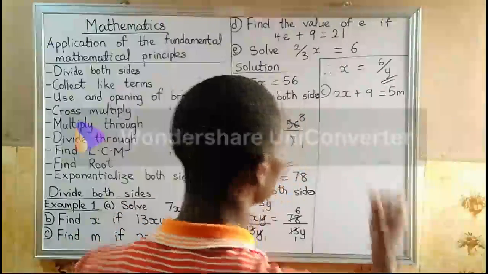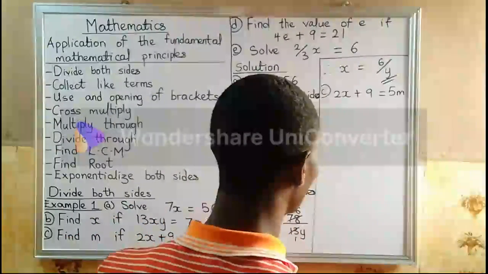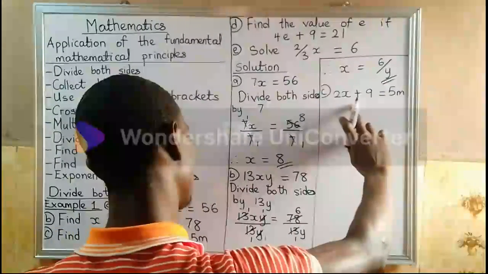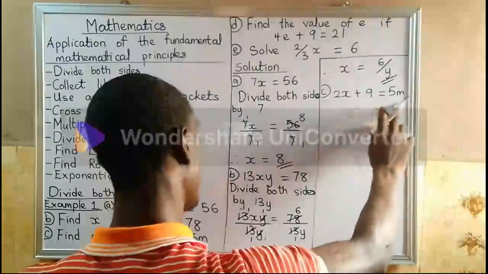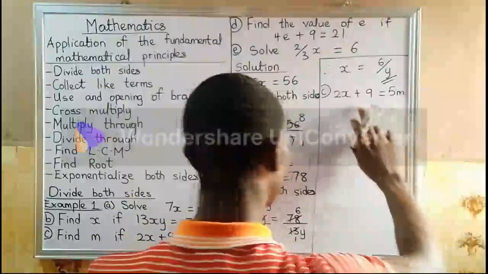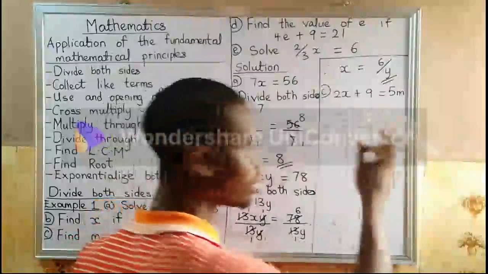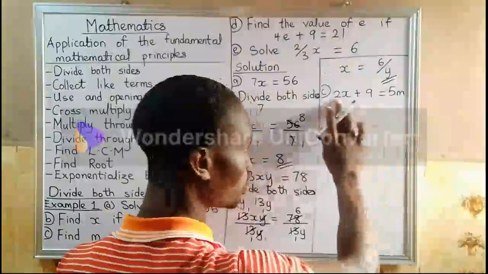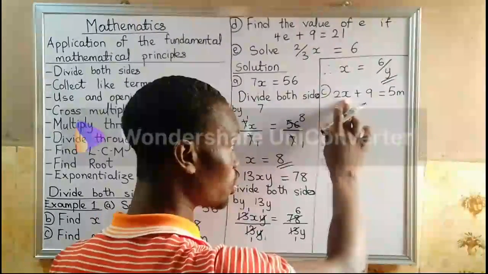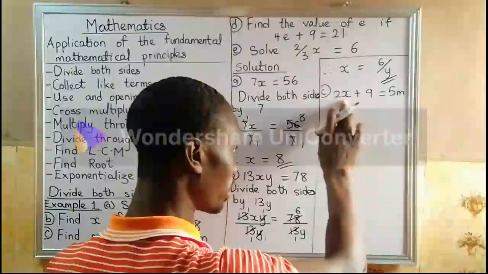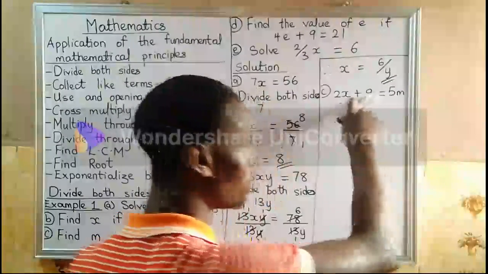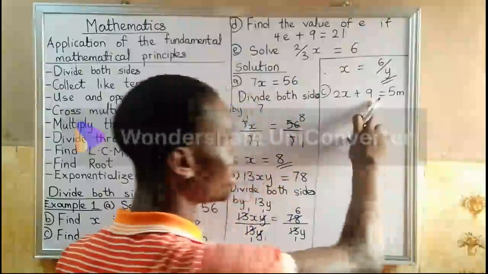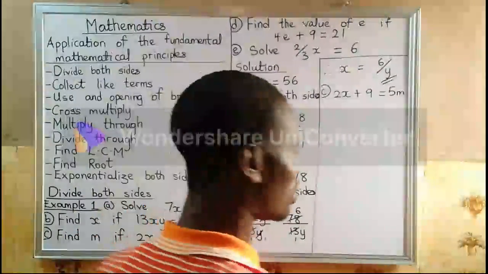So okay, before I do that, I was saying one time or the other that terms in mathematics are separated by the plus sign or the minus sign. So there are three terms here. 2 is not a term on its own, x is not a term on its own. Both are one term, 2x, separated from 9 by the sign plus. So plus, this is another term, then this is another term. There are three terms in this equation.